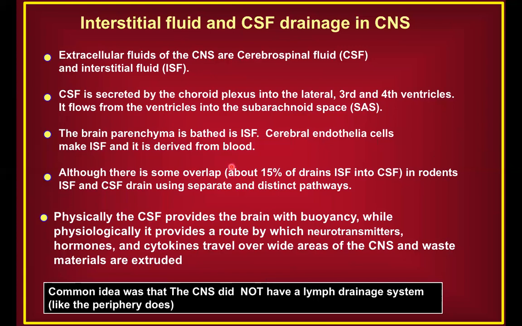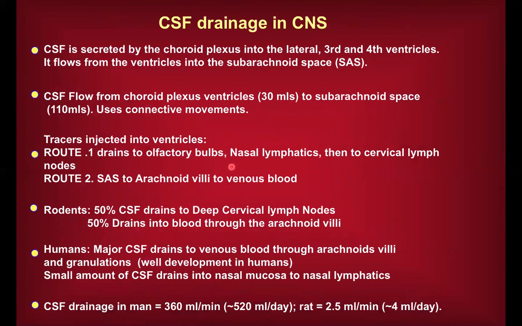So the common idea is that the CNS did not have a lymph drainage system like the periphery does. But remember that CSF and interstitial fluid are drained. In humans, a lot of it actually drains directly into the blood. We'll talk about that. So CSF is secreted by the choroid plexus. Like I said, it goes through the ventricles, it's pushed through there, and then it flows through the subarachnoid space.